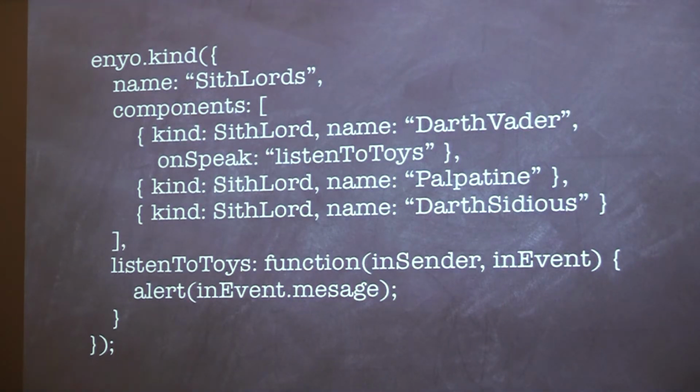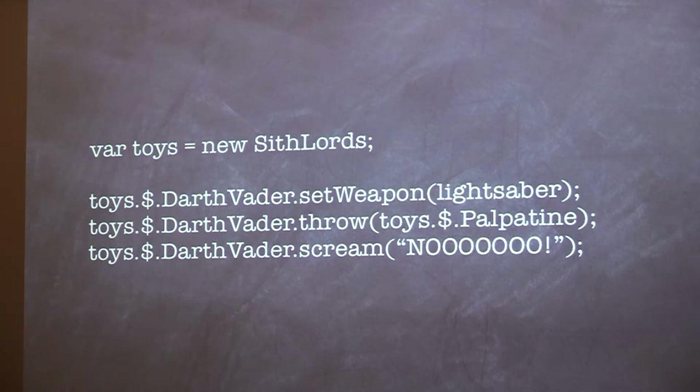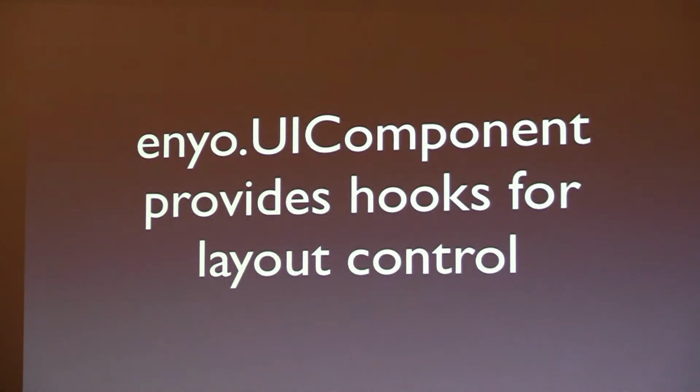So if we come around and we create some new Sith Lords, we set a weapon on Darth Vader, we throw Palpatine into a pit, and then finally scream, "No!" That's going to basically cause the event to go up, and we'll catch it at a higher level, and all be great in the Star Wars universe. Okay, so that's kind of the core of Enyo's object model. We have constructors, we have properties, we have events, and we have this ownership tree.